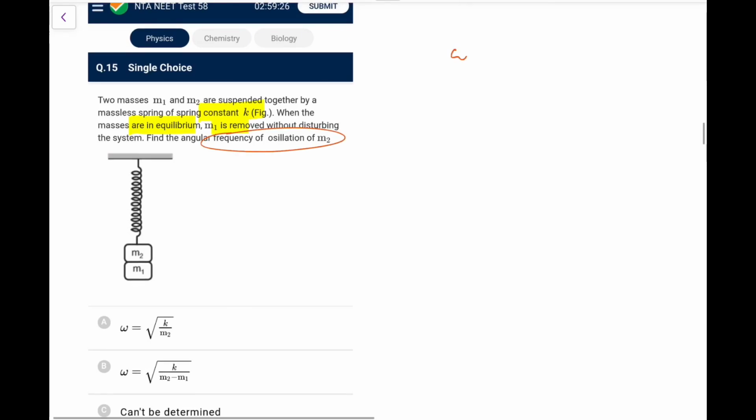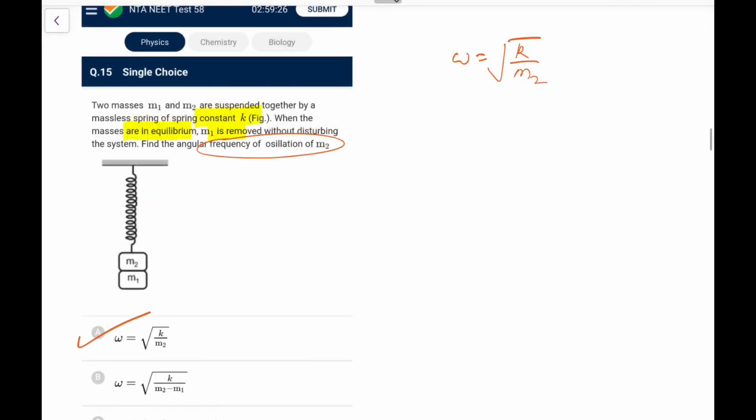Next. Two masses are connected together by a massless spring of constant K. When the masses are in equilibrium, M1 is removed without disturbing the system. Find the angular frequency of oscillation of M2. We know angular frequency depends on what the system is left with, so omega will simply be root of K by M2. It doesn't depend on M1 because M2 is only oscillating. So it would be A. An interesting exercise for you: tell me what would be the amplitude of the SHM. You should try to find it out.